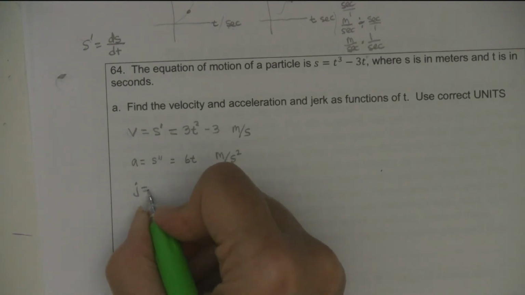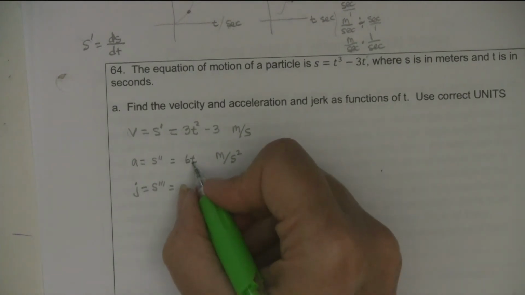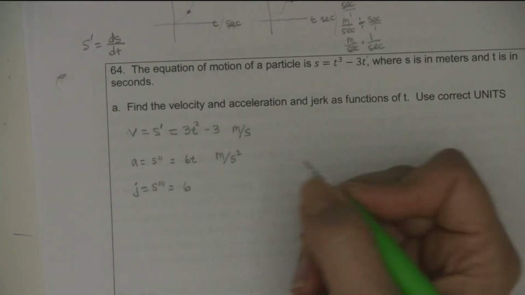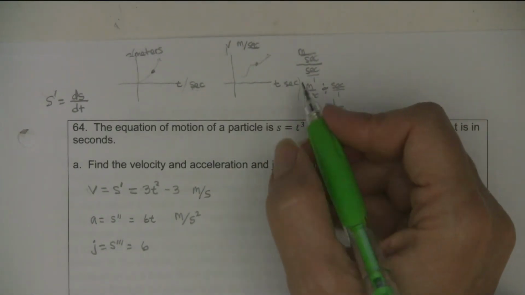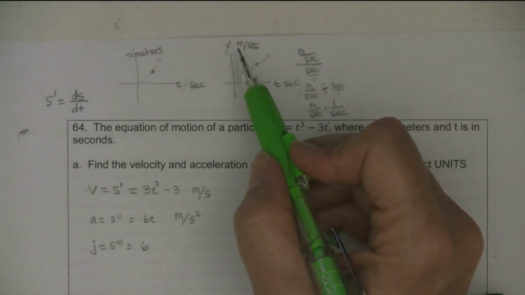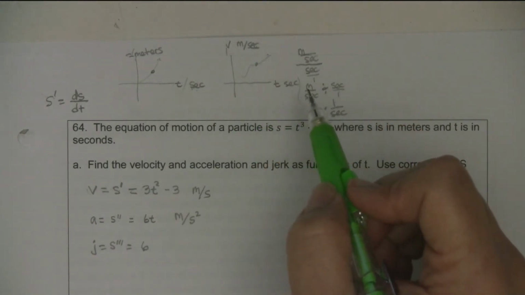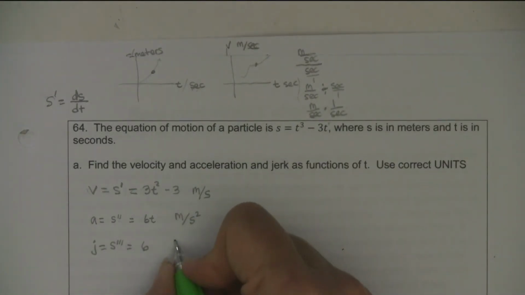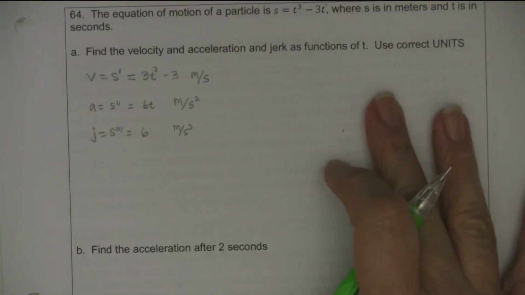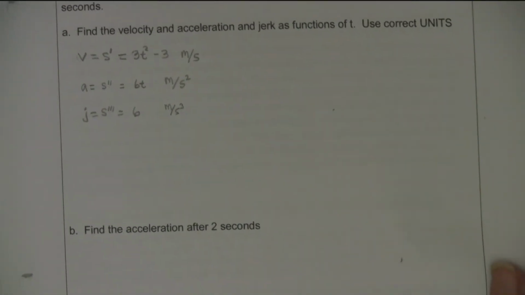And the jerk is the third derivative, which is the derivative of the second derivative, which is 6. And the units on it, you can kind of do the same story. If you write the units that you would have for each of the pieces as you go along, then you're going to find that this is meters per second cubed. Okay, so that's what they asked us to do, and they wanted to make sure that we knew what the units on that would be.